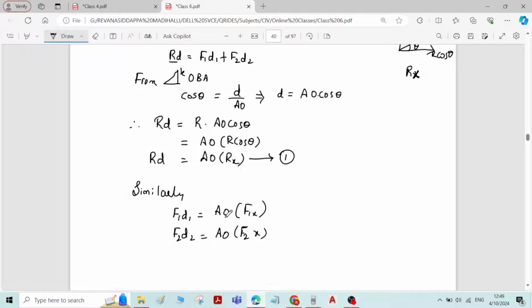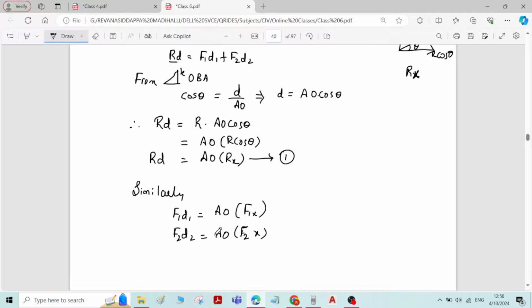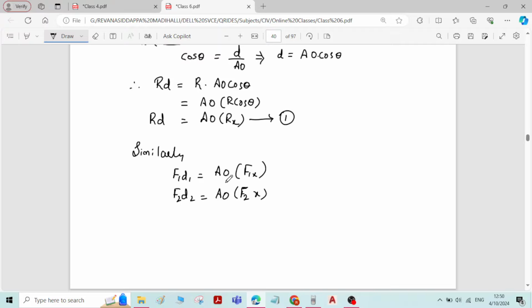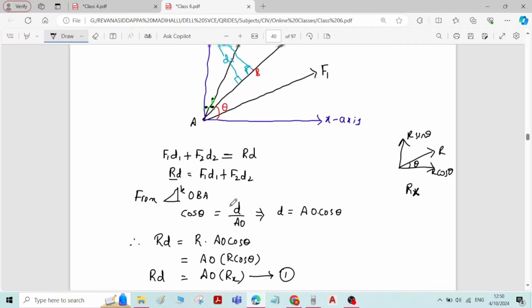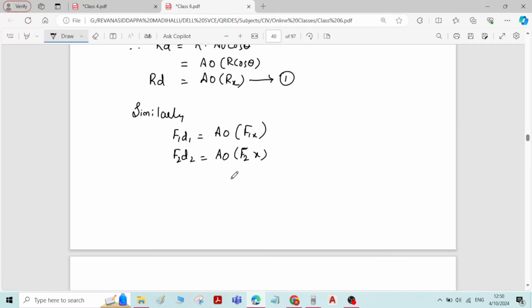So no need to derive the equations once again; you can directly write them. Similar to R into D equal to AO into Rx, F1 D1 is equal to AO into F1x, and F2 D2 is equal to AO into F2x, by taking the corresponding right angle triangles formed by the lengths D2 and D1. Now we can call this equation number 2 and this equation number 3.